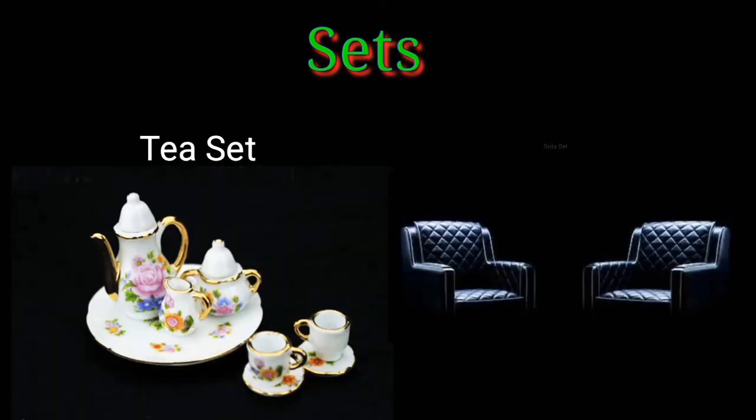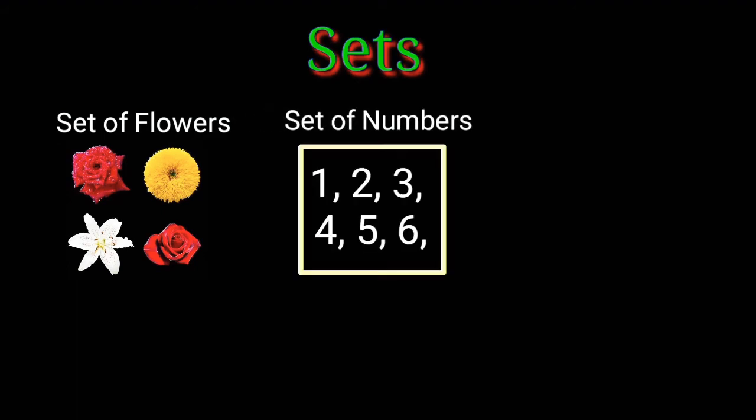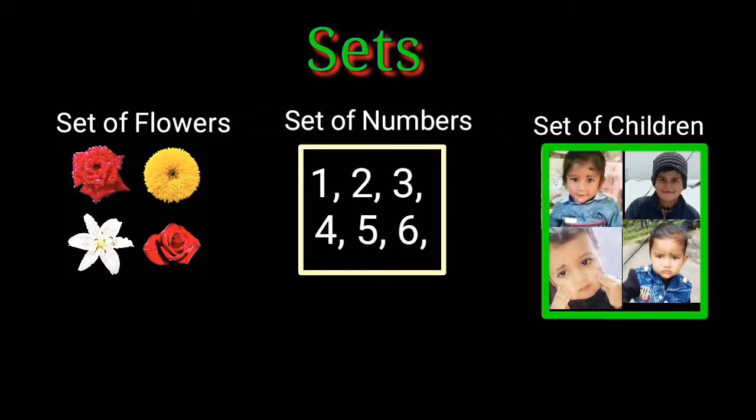Sets. We are familiar with the term sets in the sense of tea sets and sofa sets. A tea set contains all the items related to tea, and a sofa set contains items related to sofa only. In the same way, we can say it is the set of flowers, the set of numbers, and the set of children. The flower set contains flowers only, the number set contains numbers only, and the children set contains children only.